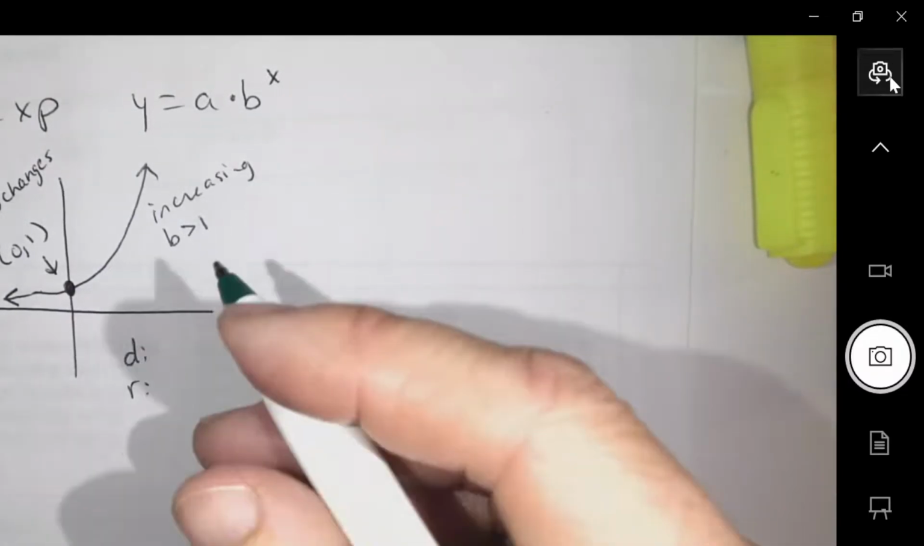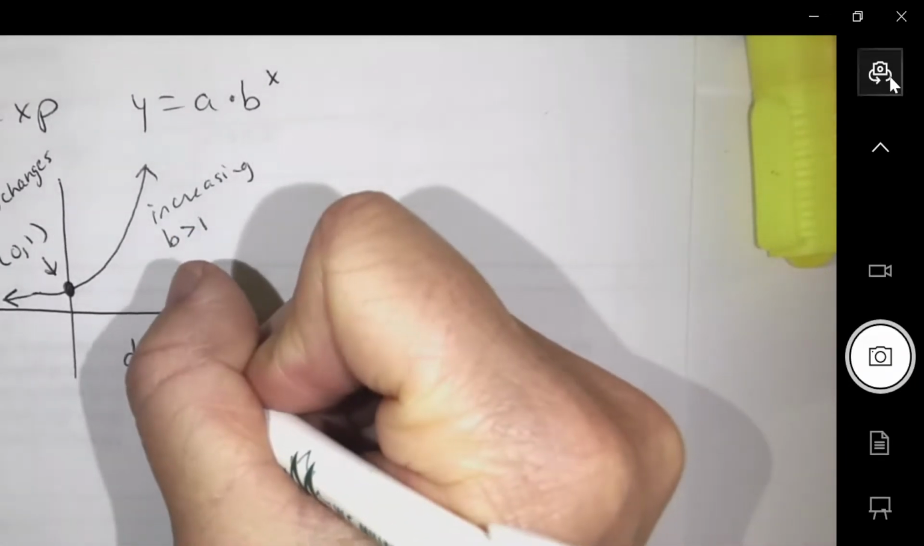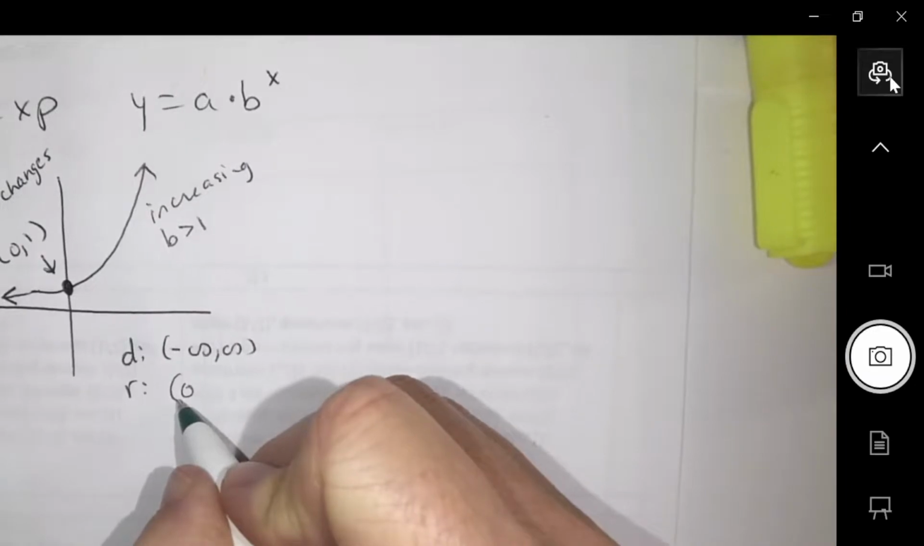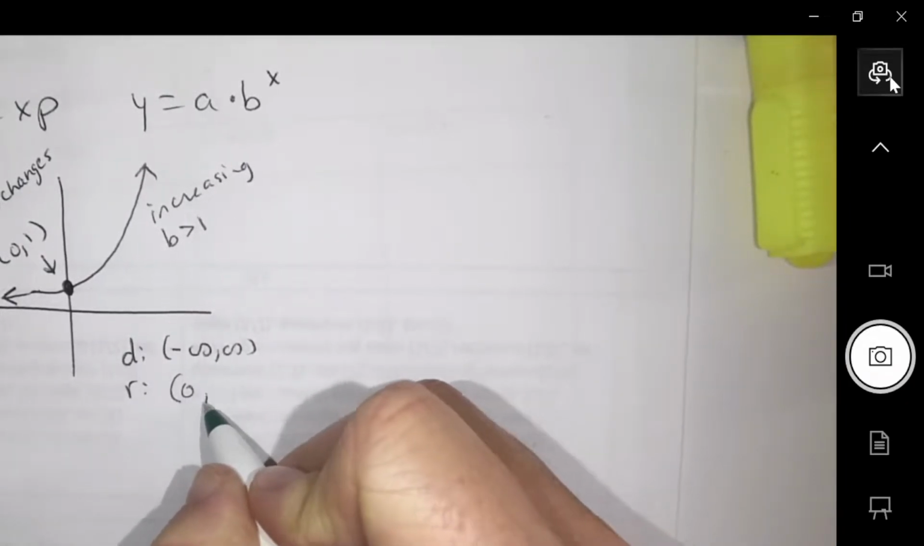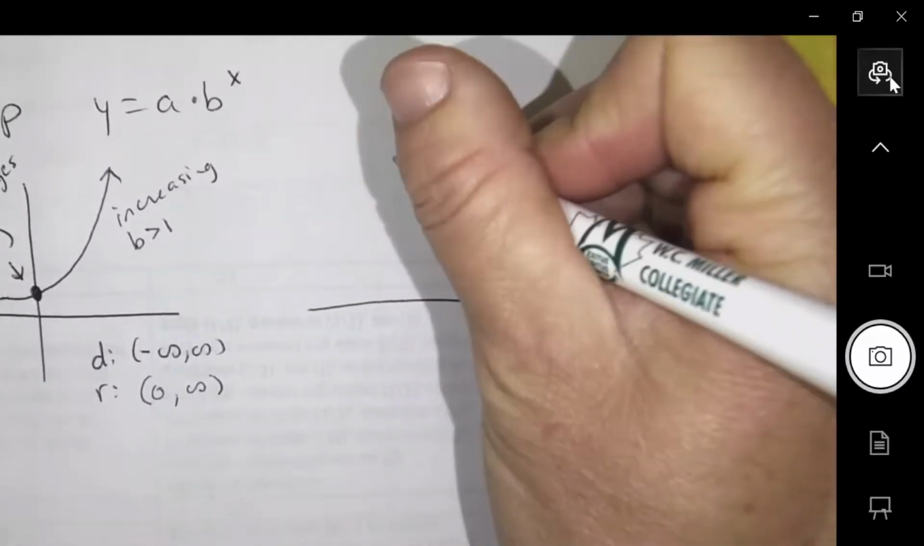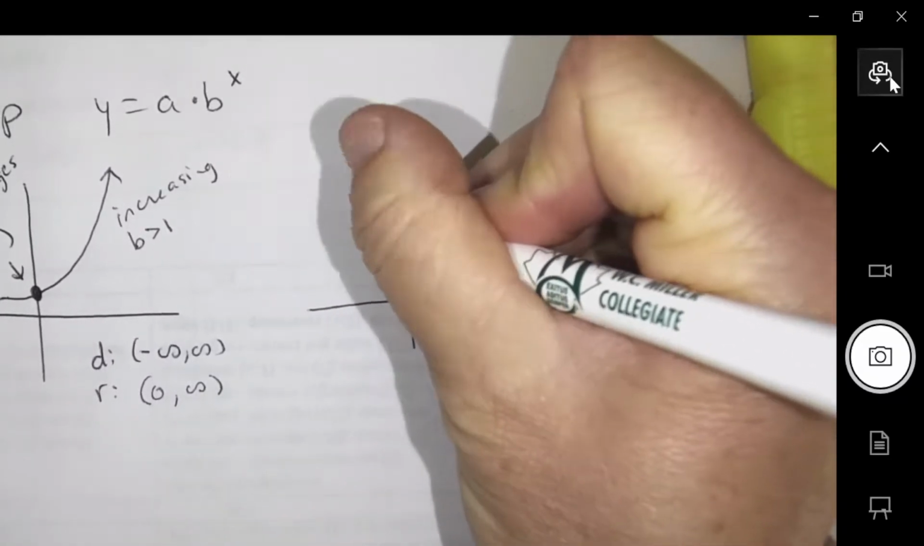Okay? How do we say the domain and range? So what's the domain? What's the left to right? Well, domain will be negative infinity to infinity, all the way left, all the way right. Range is what's the lowest? 0 with a round bracket, and then up, up, up. Okay? The other exponential function that we talked about would look like this.